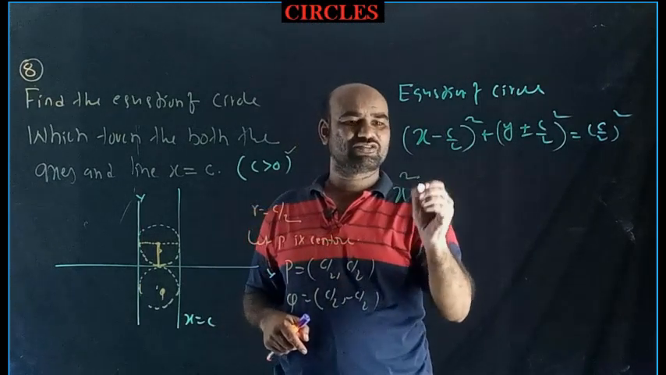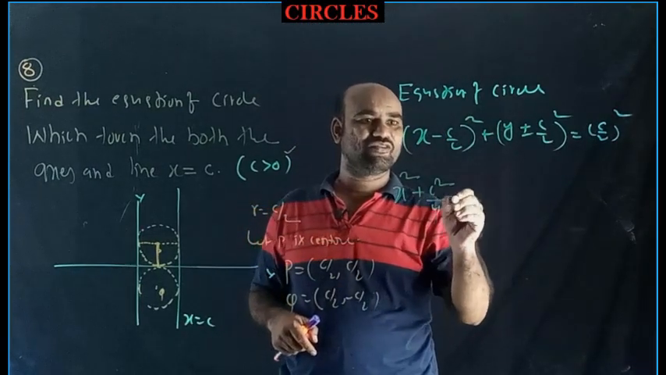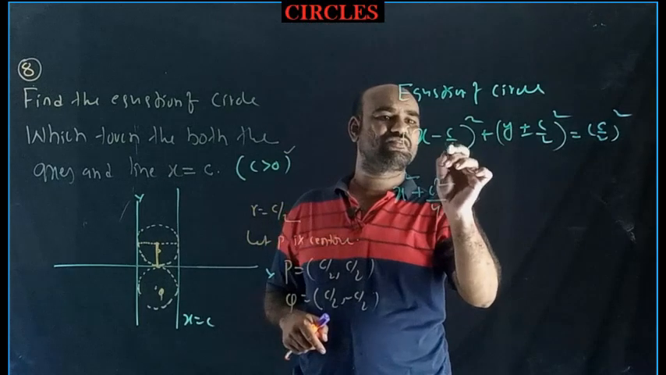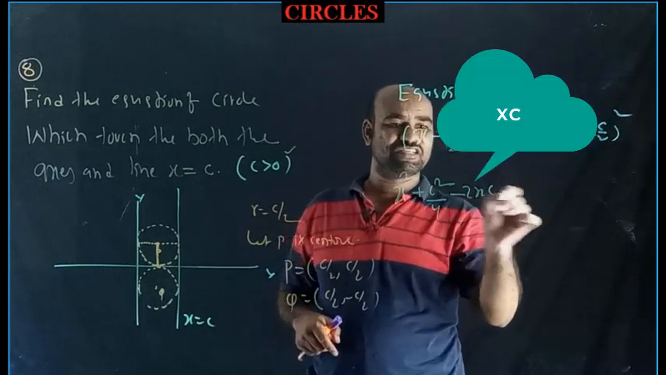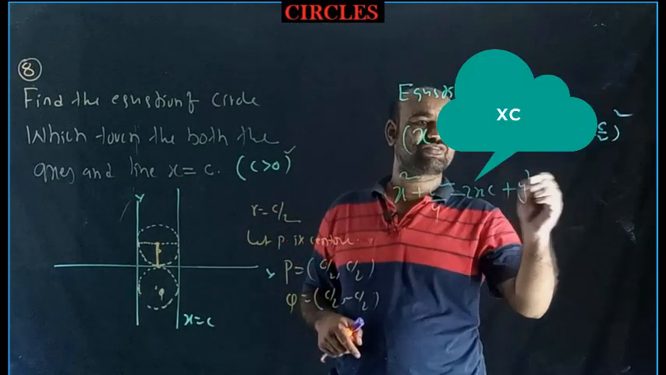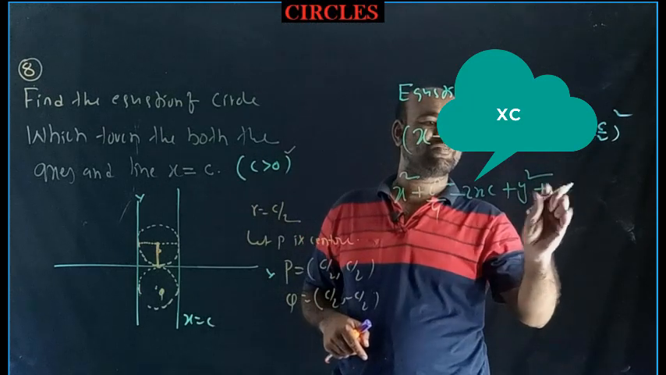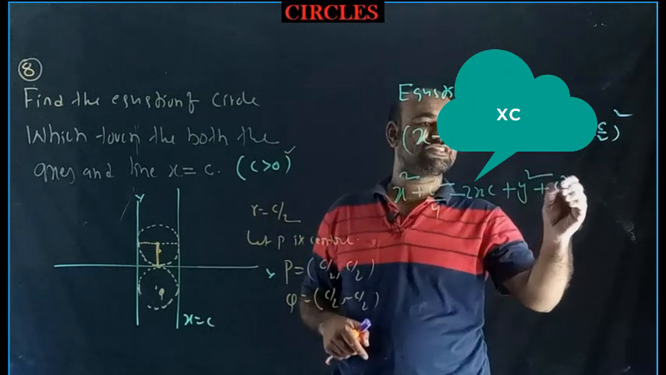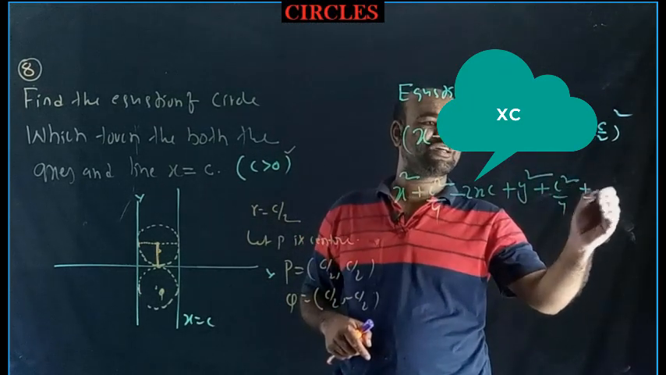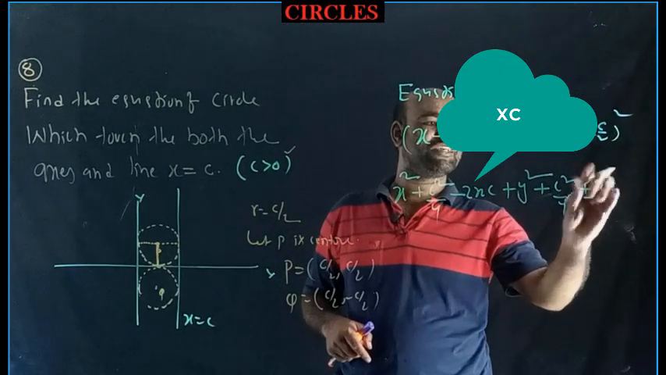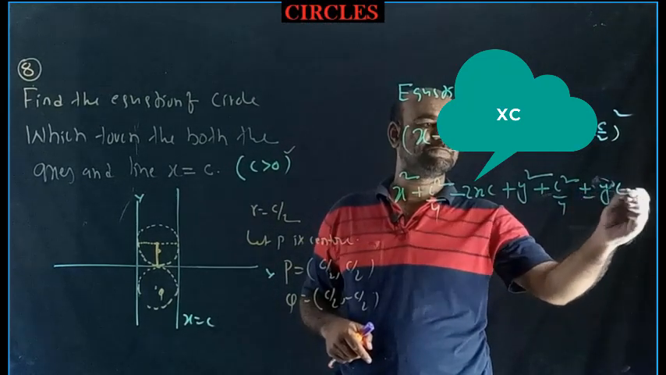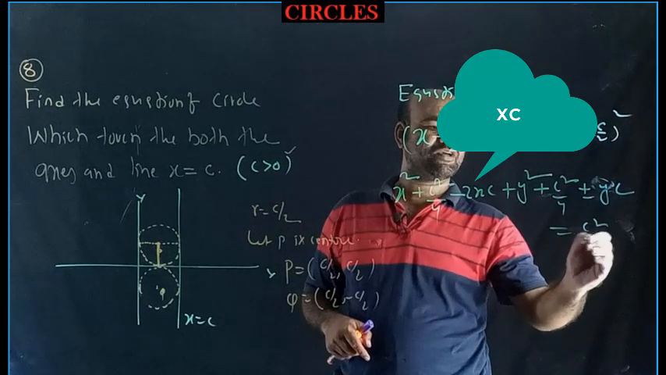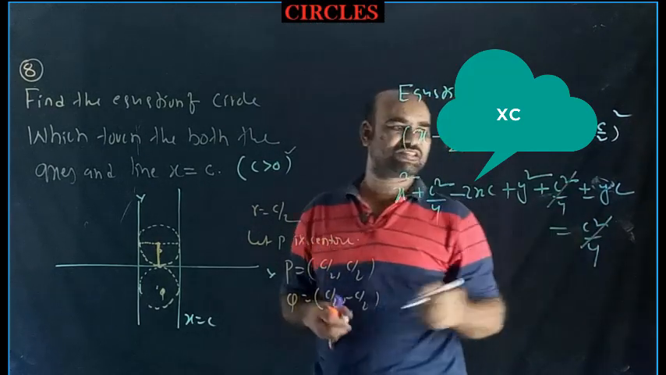Okay, x square plus C square by 4. I think this is 2, no? Okay, minus 2xc plus y square plus r plus C square by 4 plus r minus 2yc equal to C square by 4. C square by 4 and C square by 4 cancel.